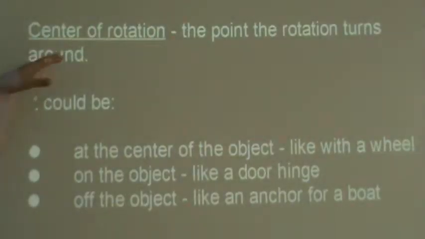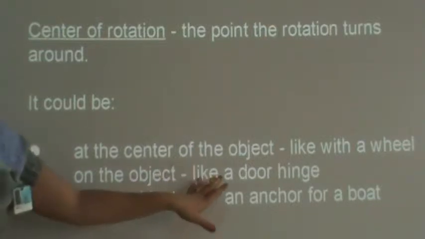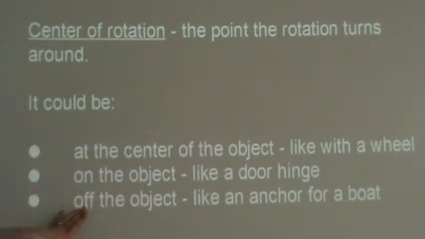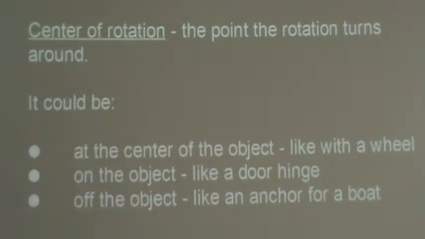Center of rotation is the point that the rotation turns around. So it could be at the center of the object, like with a wheel. It could be on the object, like a door hinge. Or it could be off the object, like an anchor for a boat.